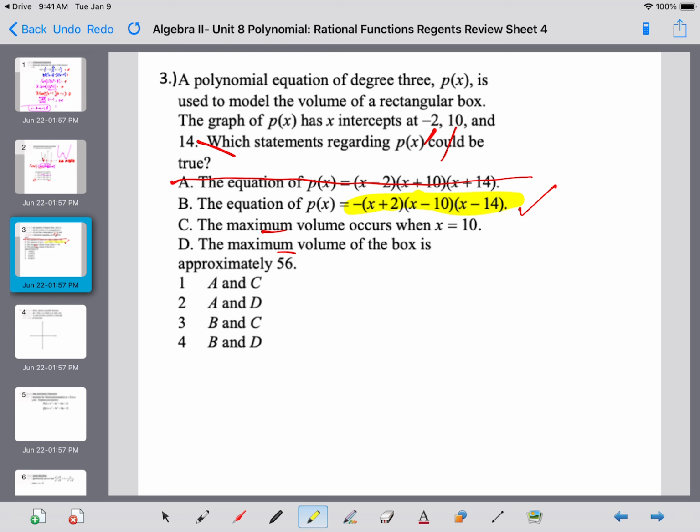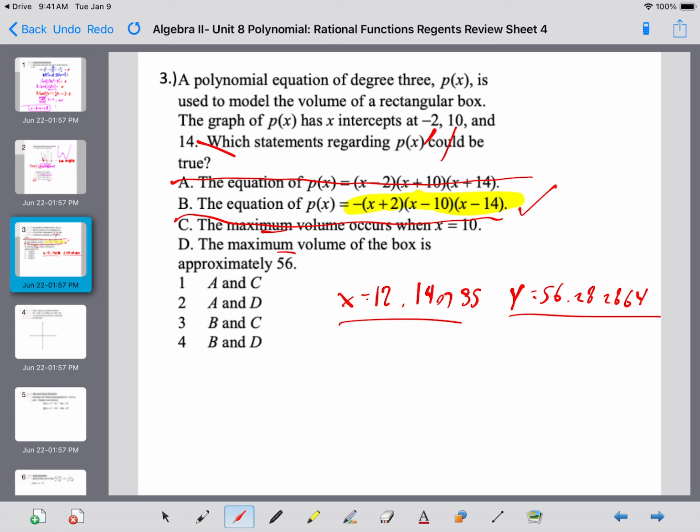So I'm going to do 2nd Trace, Maximum. I'm going to go to the left of the maximum, to the right of the maximum, press enter one more time, and I get the maximum is x equals 12.140735, y equals 56.282864. So the maximum does not occur at x equals 10, so C is incorrect, but the maximum volume is approximately 56. So that's correct, B and D.